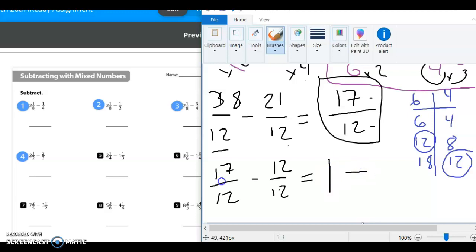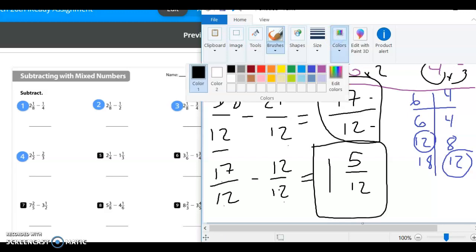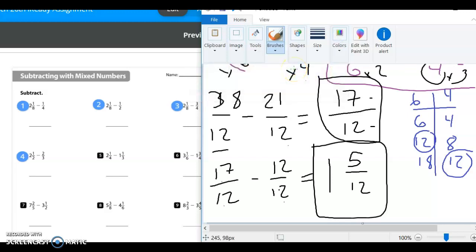and then 17 minus 12 is 5. 12 minus 12 doesn't change because that's the denominator. So your answer is 1 and 5/12. So are you confused about that? Because it is a little confusing.